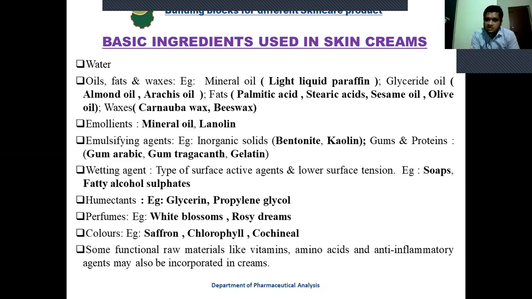So these are the basic ingredients that we use in almost all types of creams. Maybe one or two will be additions, or maybe there will be fewer, but in most cases all the ingredients will be there. So these are the basic ingredients used in skin creams.